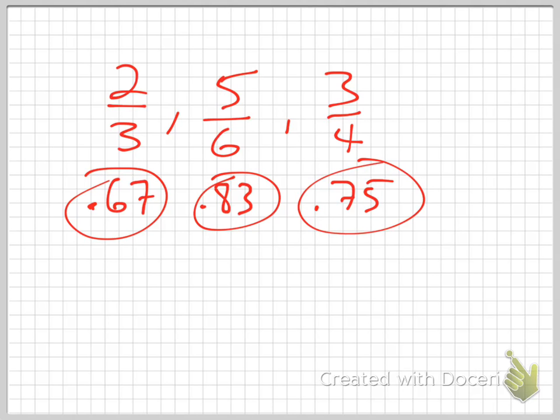If that was the case, how would you write your answer? Would you write 0.67, 0.83, 0.75? No, you'd write 2/3, 3/4, 5/6. They're asking you which of the fractions is the biggest. Make sense? Okay.